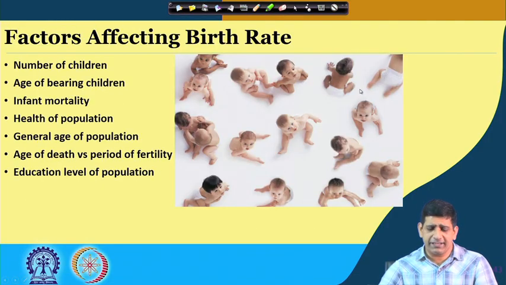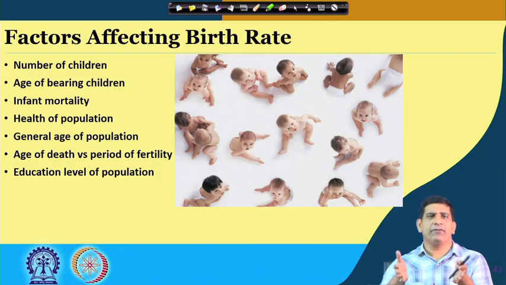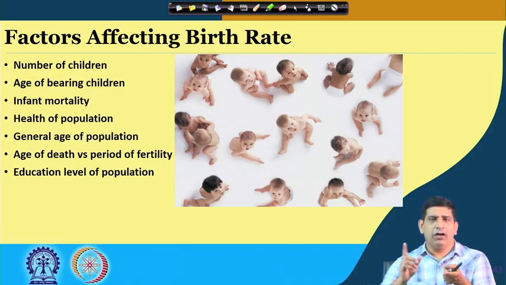Now, factors affecting birth rate: number of children, age of bearing children, infant mortality, health of population. We'll discuss it later. General age of population, age of death versus period of fertility, education level of population. So those are different factors there as well.